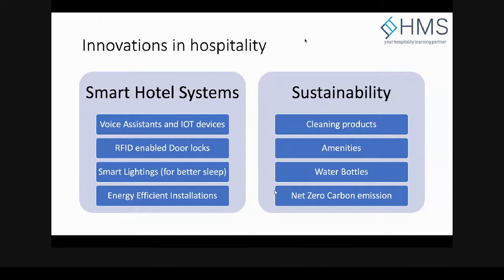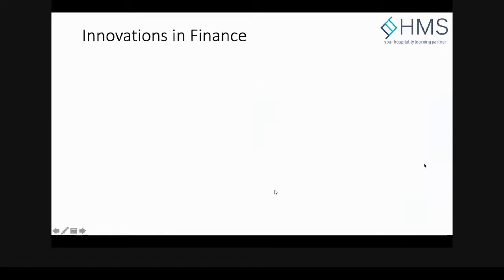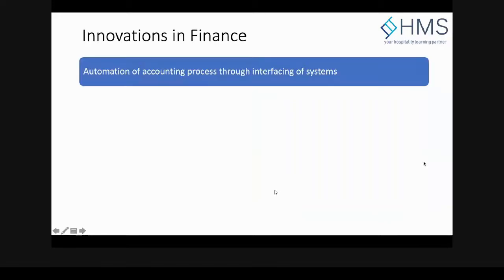So those are the few key innovations in the hospitality space, whether they come from the operational side or from technology. There are a few process innovations happening in hospitality finance, which we can look over now. The innovation in finance is coming basically from automation of accounting processes through interfacing of systems.